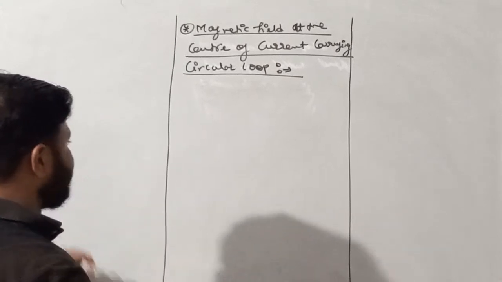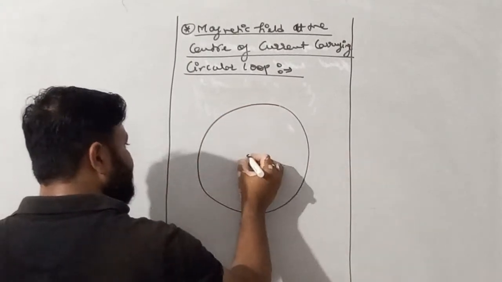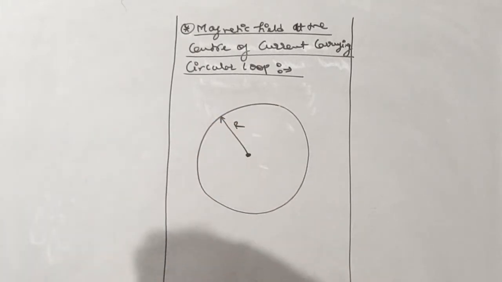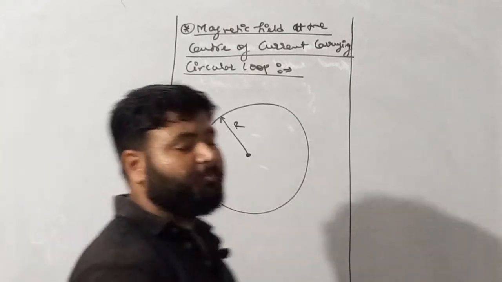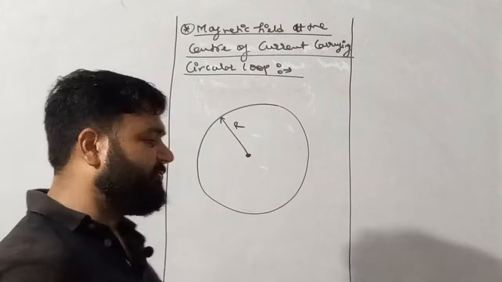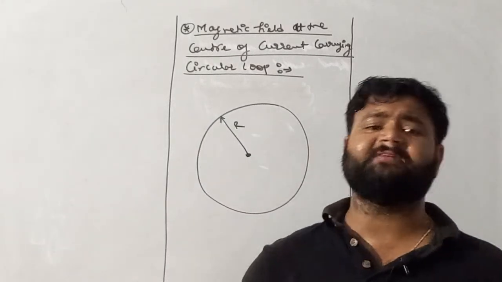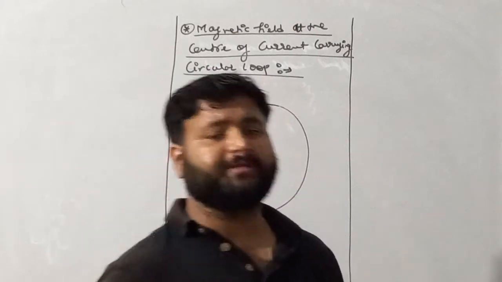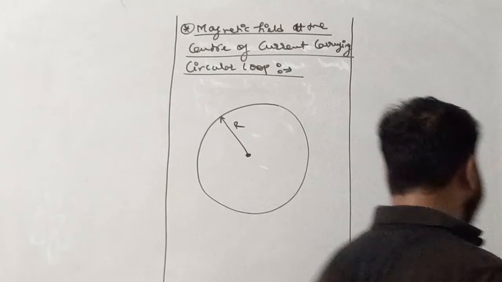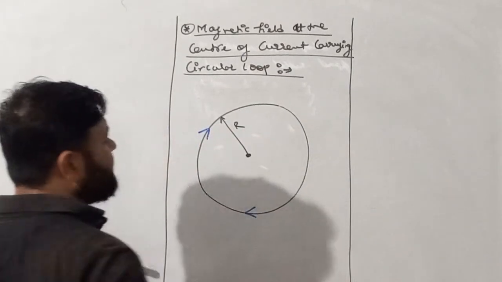So we have a circular loop. This is our circular loop. Let's suppose the radius of the circular loop is r. Now see, my dear student, in a circular loop there are two possibilities. Either the current flows clockwise or anti-clockwise. The direction of magnetic field changes but its magnitude remains same. So in a current carrying circular loop, the direction of current may be anti-clockwise or it may be clockwise.